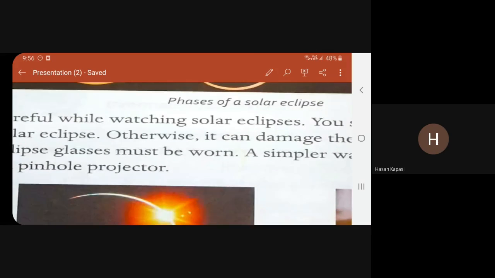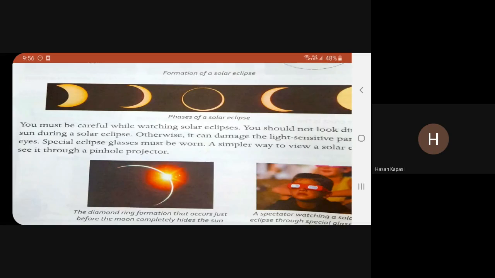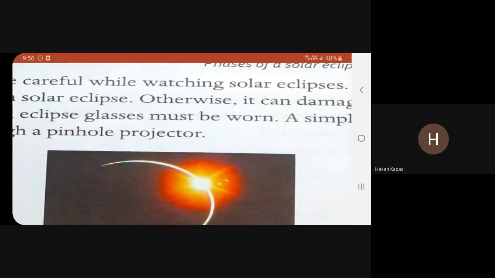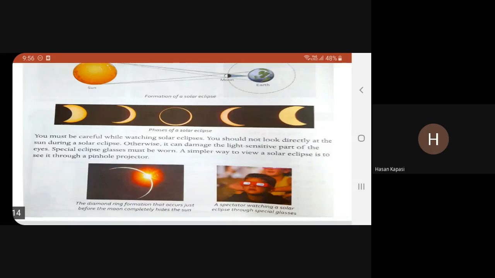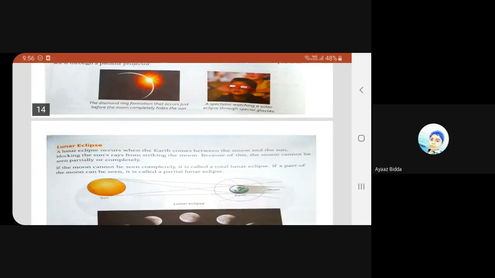And if we do not have that kind of glasses, then an instrument named pinhole projector is there. With the help of that, we can see it. But with bare eyes, meaning without wearing such glasses or without this kind of instrument, we should never watch the eclipse, because during the eclipse those rays may damage our eyes. Got it, beta?